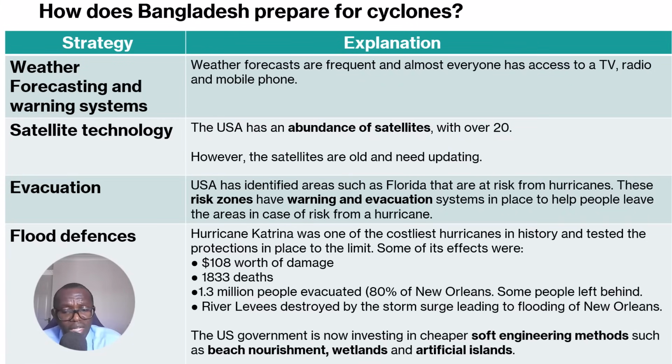And then they have artificial islands as well. And again, artificial islands are going to slow down the water before the storm makes landfall, and therefore reduce the amount of damage.